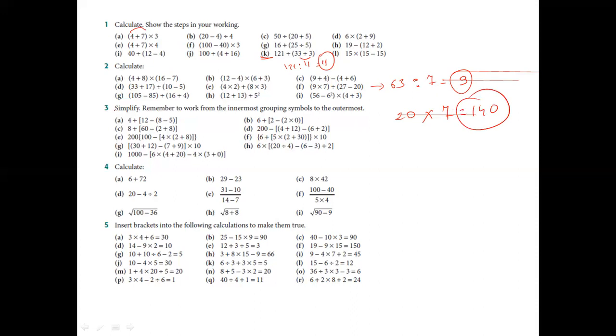And the third one, simplify. Remember to work from the innermost grouping symbols to the outermost. And we have types of brackets. For example, in this example, there are three different brackets. First of all, let me open the small brackets. Okay, 2 plus 30 is 32, and times 5, 32 times 5 is 160.